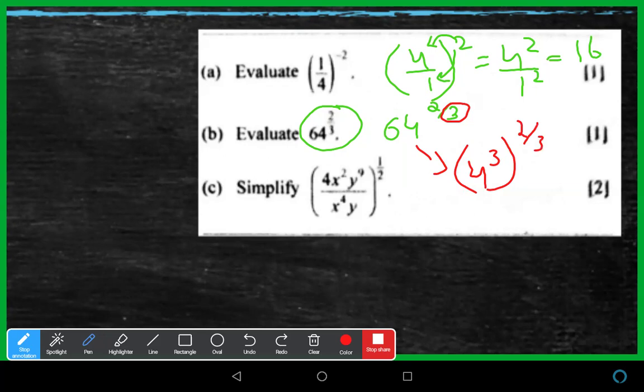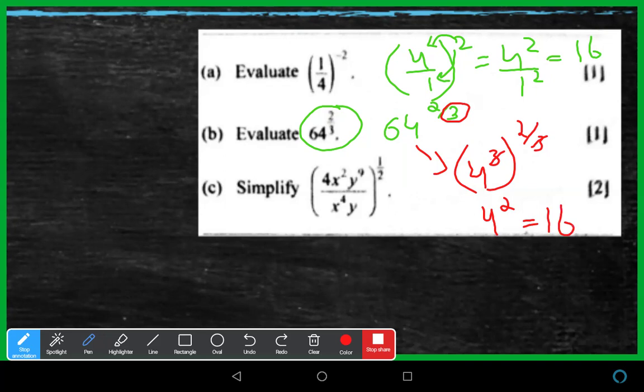Remember that you have to cancel out the power that is in fraction, especially the denominator number. So I can cancel out this 3. Now the power in fraction is gone. Now just the square remains. 4 squared is equal to 16. I hope this question is also clear.